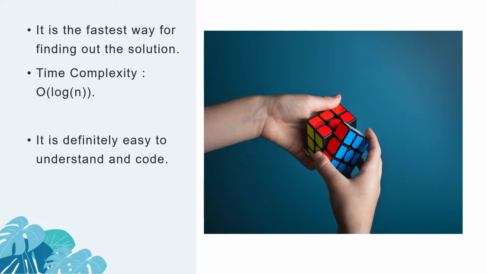Just try to understand that if your array is sorted, then before the mid index, all the elements on the left side definitely need to be smaller than the mid element, and all the elements on the right side are supposed to be greater than the mid element. So you must be getting the point.